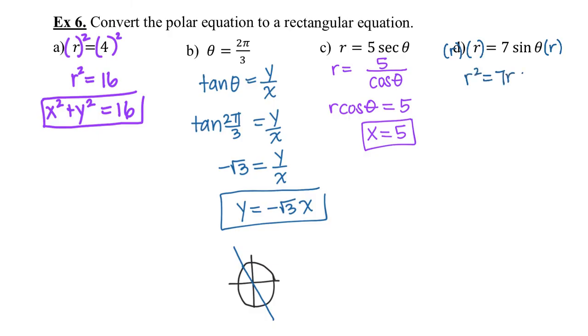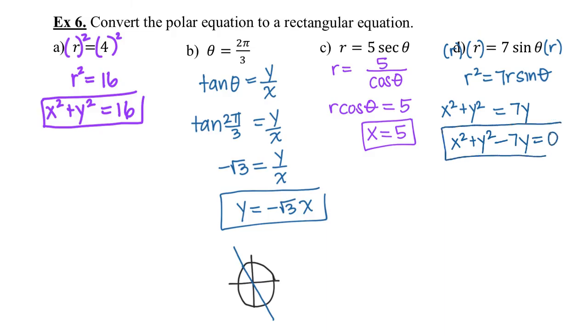Let me rewrite this, 7r sine theta. Okay, now if I multiply by r, I get r squared equals 7r sine theta. R squared, I know, is equal to x squared plus y squared. Now r sine theta is actually equal to y, which means 7r sine theta equals 7y. You could leave your equation like that. I'm going to move the 7y to the other side because your book often does that. Okay, but this is in rectangular form. If I actually tried to solve it out, it would create some kind of circle, but the center is not at 0, 0. But now it is in rectangular form.